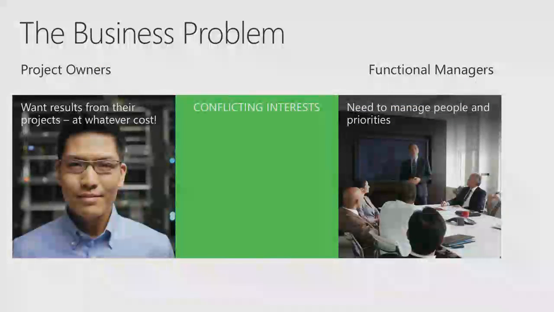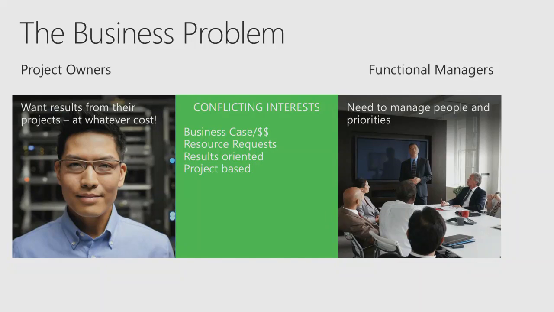Okay. So when we start looking at that, the real business problem we see when we talk about resource planning is you've got really two sides of the coin. You've got the individuals and the groups that are the project owners. And what do they want? They want results, right? They have a mission, they have a business case, they've got money, and they know they need certain people to meet their goals and get the results they're looking for.